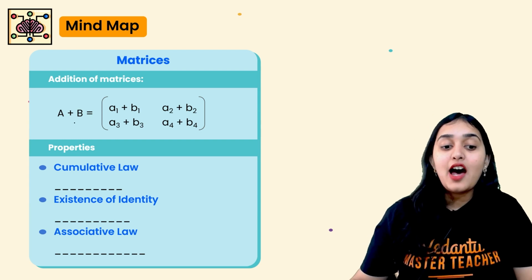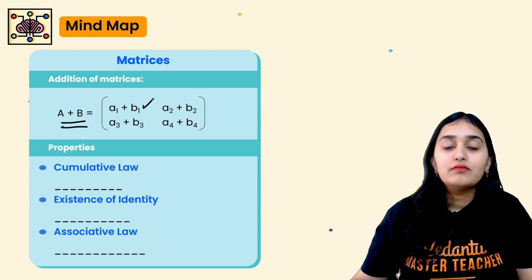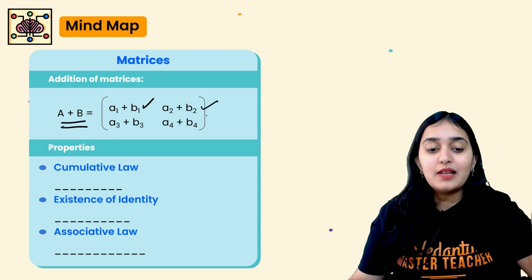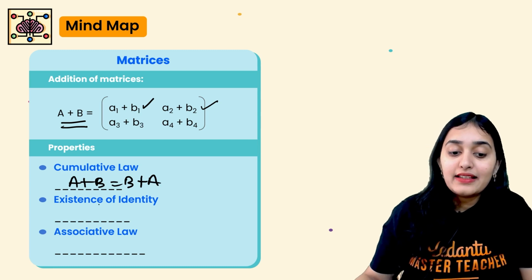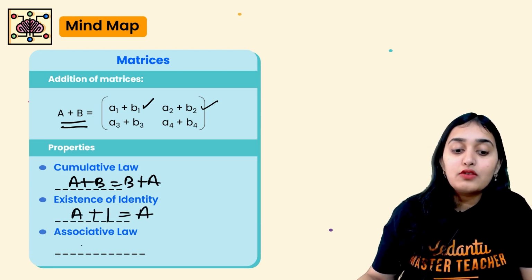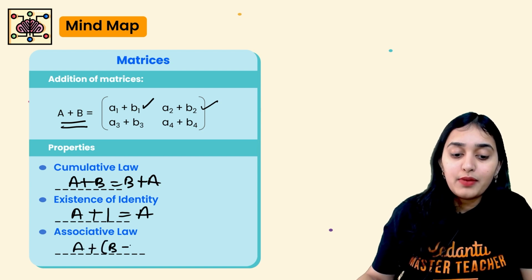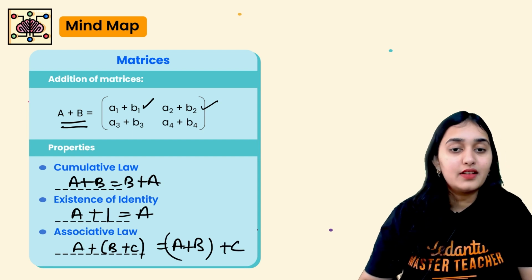Okay. Next, how do you add two matrices? First element plus first element, second element plus second element, like that. Commutative law says that A plus B is equal to B plus A. Existence of additive identity says that A plus I is equal to A. Associative law says that A plus B plus C is equal to A plus B plus C, right?